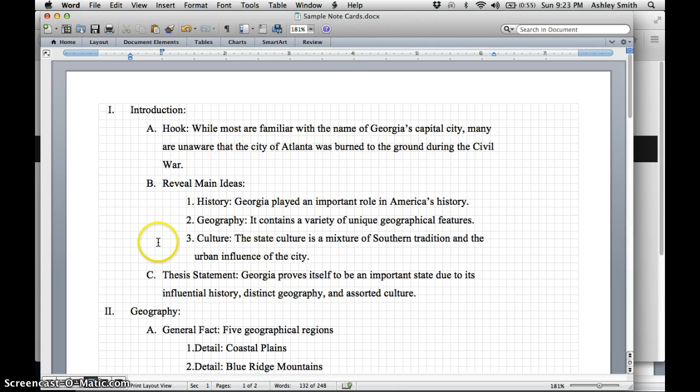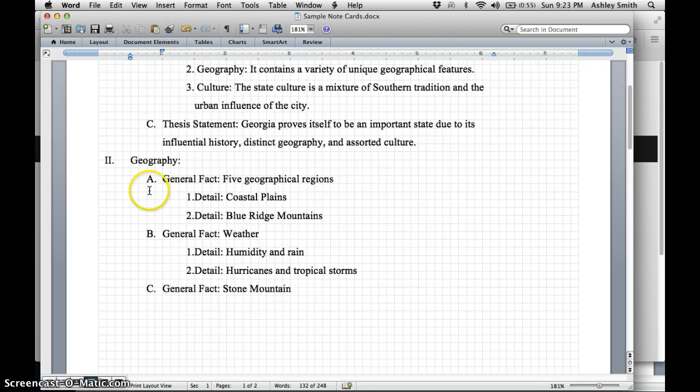So here I have my outline, just like you have an outline. Here's my introduction information. We've already covered all of that. So down here is the outline for my first body paragraph, which is going to be about geography, one of the 3 subtopics. Within that paragraph, I've decided that I'm going to talk about 3 different things. I'm going to talk about the 5 geographical regions of Georgia, the weather in Georgia, and I'm going to talk about Stone Mountain a little bit.